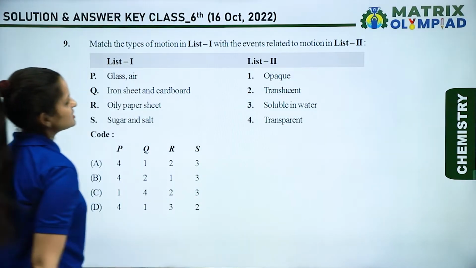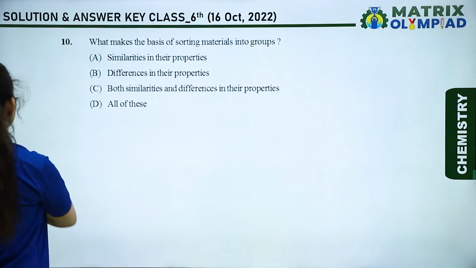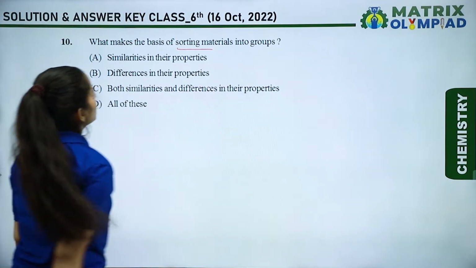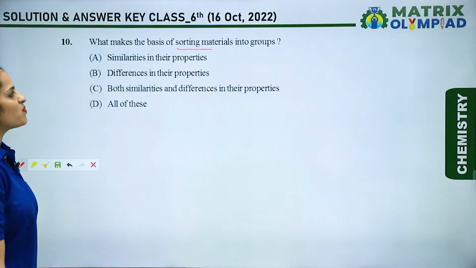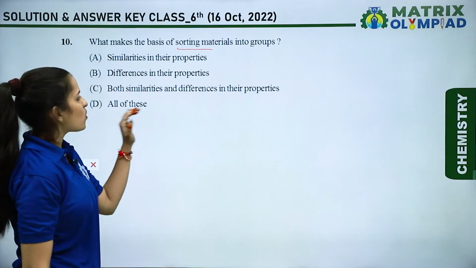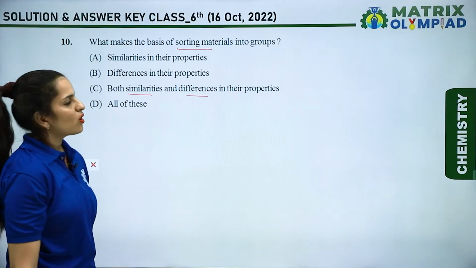The next question is, what makes the basis of sorting materials into groups? Option A, similarities in their properties. Option B, differences in their properties. Option C, both similarities and differences in their properties. And option D, all of these.